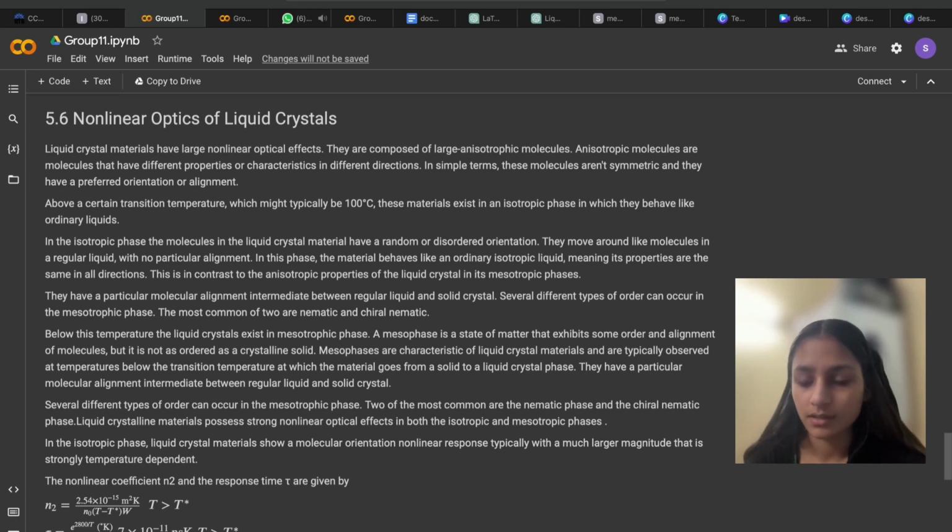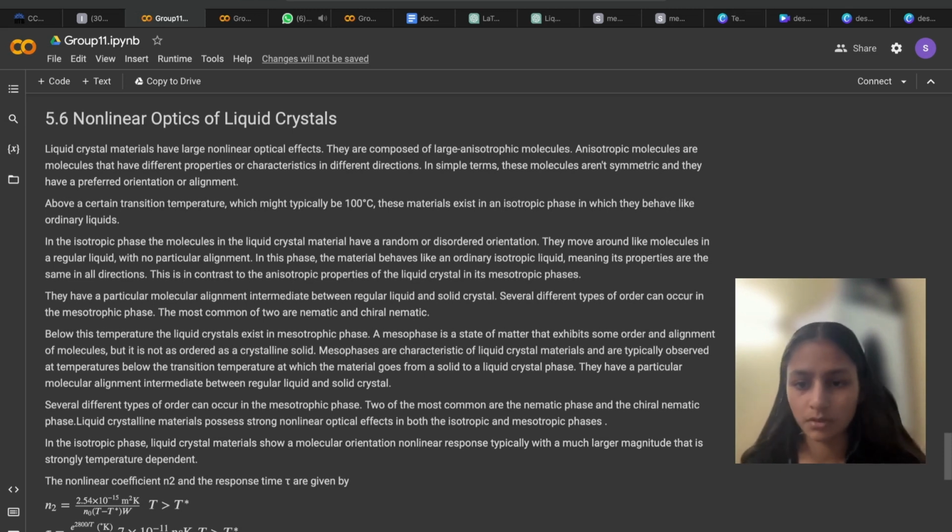Above a particular transition temperature, which varies among different liquid crystal materials, typically around 100 degrees Celsius, these substances exist in what's known as the isotropic phase. In the isotropic phase, liquid crystals behave just like everyday liquids. Their molecules move randomly with no particular alignment or order.